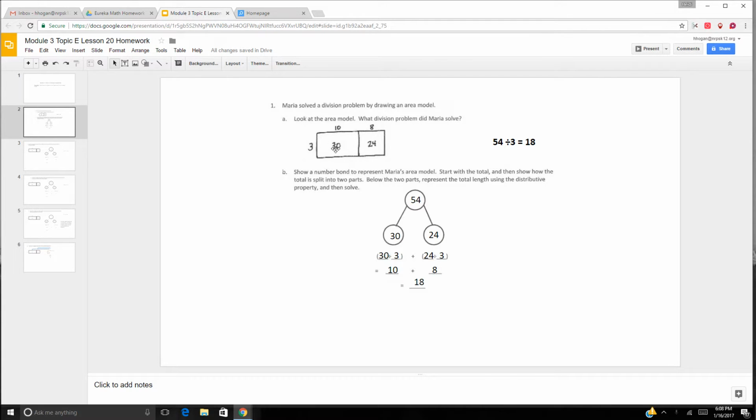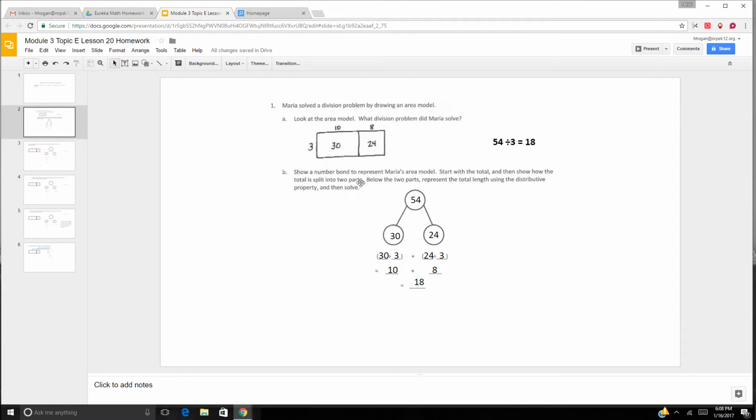You can see that it's 30 and 24. What is 30 plus 24? 54. And what are they dividing by? 3. So it's 54 divided by 3. And what's the answer? 18. Because 30 divided by 3 is 10, and 24 divided by 3 is 8. So this is showing you what the area model should look like. And they're asking you, what problem did Maria solve? And this is the problem.